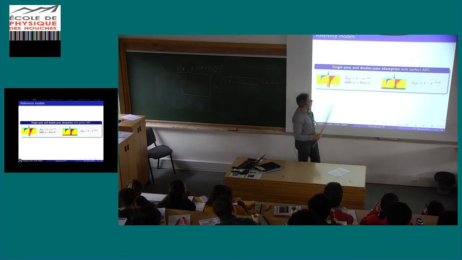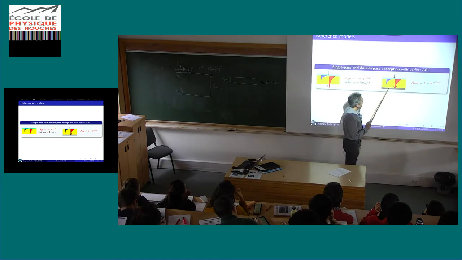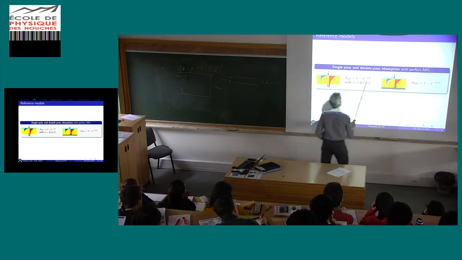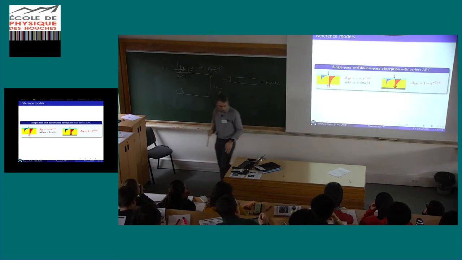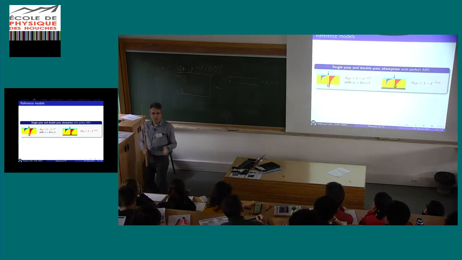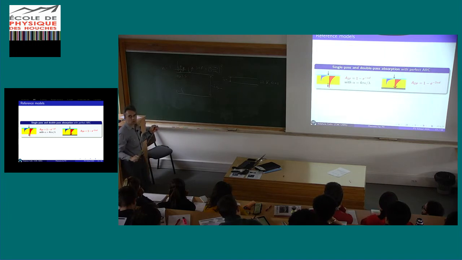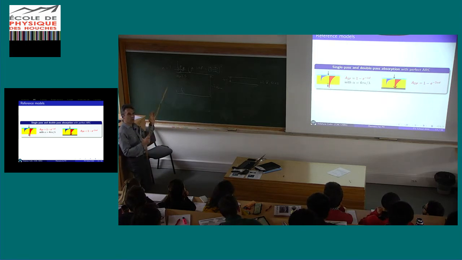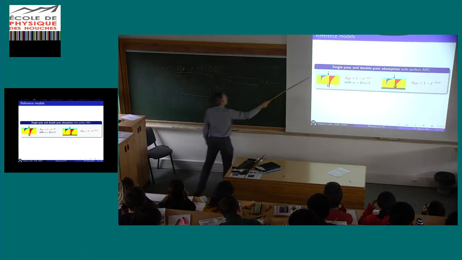Then you can do better. You can add a back mirror, and then you will have a double pass absorption, and it's the same equation with a factor 2. And now, maybe it's not enough. We want to do better. So what can we do? We are at this point, if we have a perfect anti-reflection coating, a perfect mirror, we have a double pass absorption and no more. After a double pass, everything goes out because of the reciprocity principle. You have the same transmission here and here.